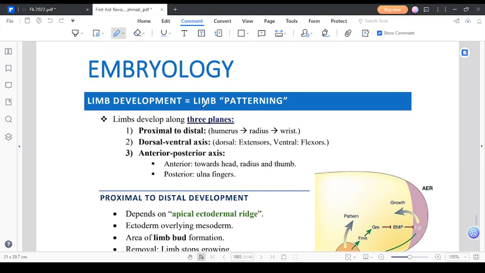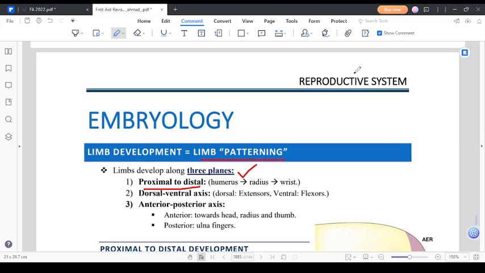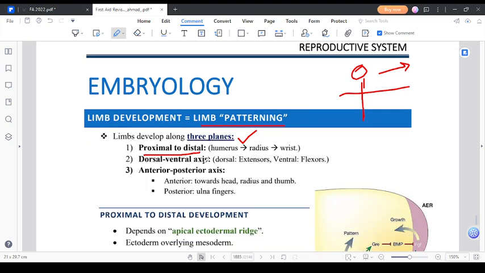The limb development, or limb patterning. Limbs develop along three axes. First, proximal to distal. Suppose we are standing with our arms extended, so if we are moving from the humerus towards the wrist, we are moving in the proximal to distal direction. Secondly, the dorsal-ventral axis.